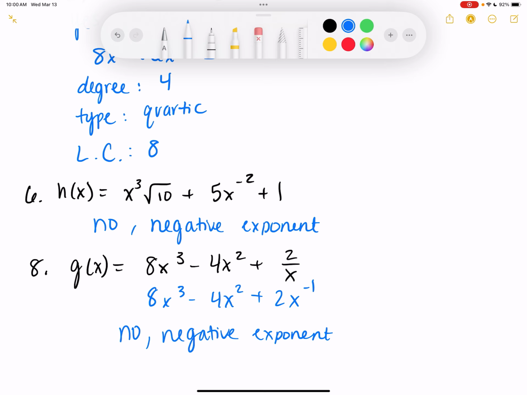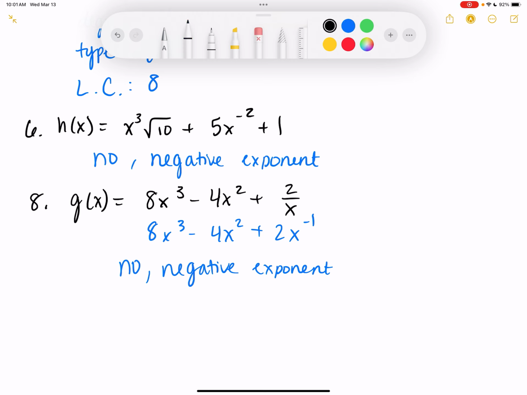Alright, the next ones are to solve using direct substitution. This is stuff that you've probably done many times before. They give us a number to plug in for x, and we just plug it in and solve. So number 10, f of x is equal to 8x plus 5x to the fourth minus 3x squared minus x cubed. And they tell us that x is equal to 2. So I'm just plugging in anywhere there's an x, I'm putting a 2.